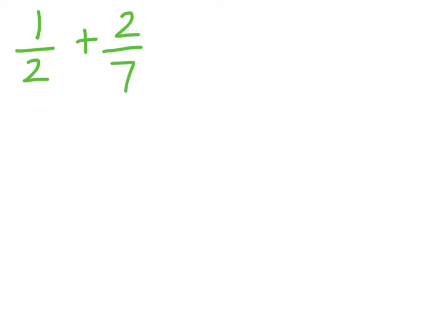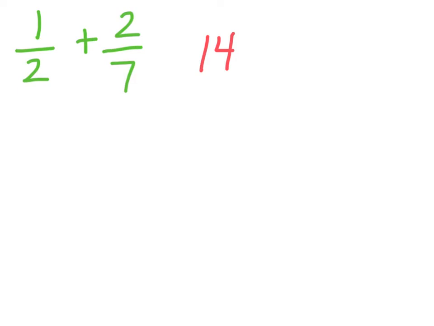Add 1/2 to 2/7. We need to first find the least common multiple of 2 and 7 so that we can find the least common denominator. Let me teach you a little trick here. Frequently, the least common denominator is simply the two denominators multiplied by one another. Let's see if that works in this case. 2 times 7 equals 14.